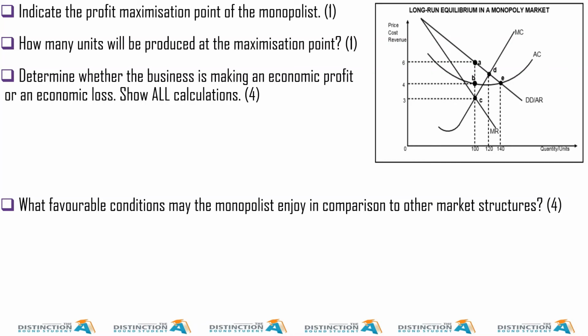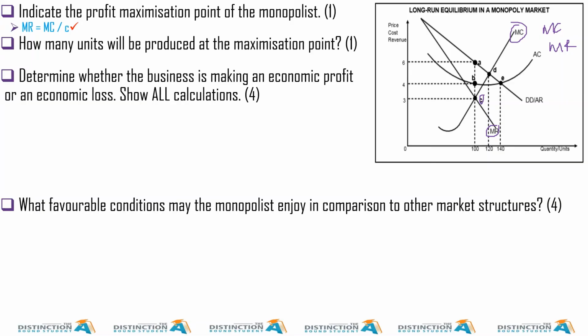All right, indicate the profit maximizing point. It's where MC is equal to MR. So where is it? Here's our MC, here's our MR. Where do they meet? Here, point C. That's easy. Where MC is equal to MR, or at point C. You can say it like this or like this, point C.